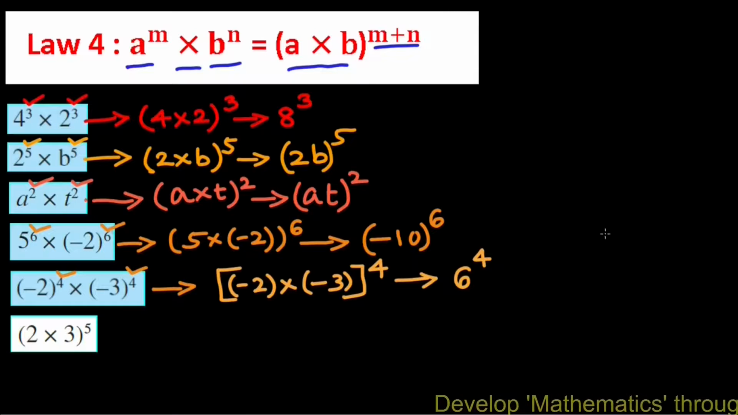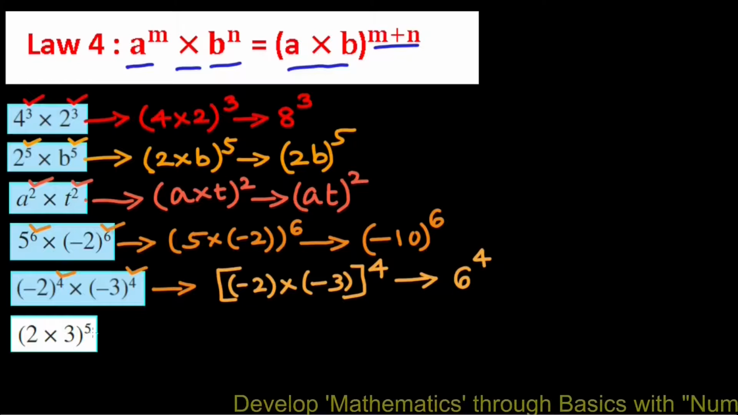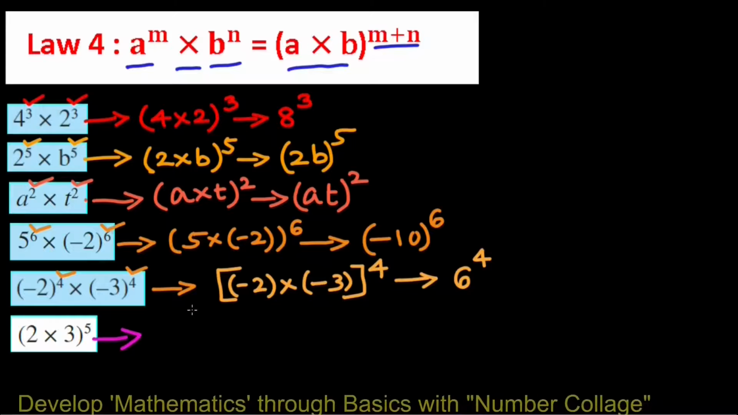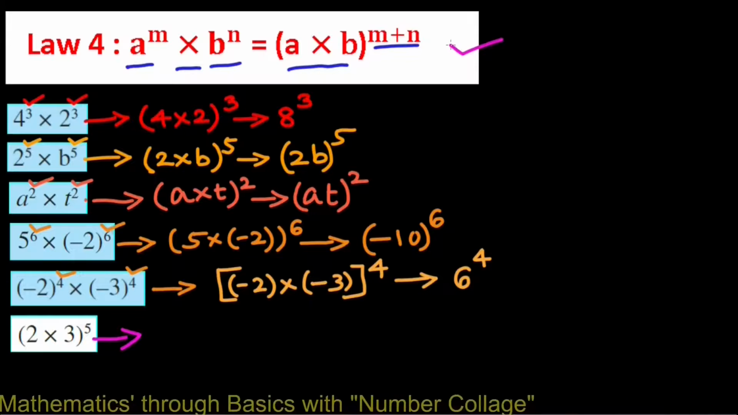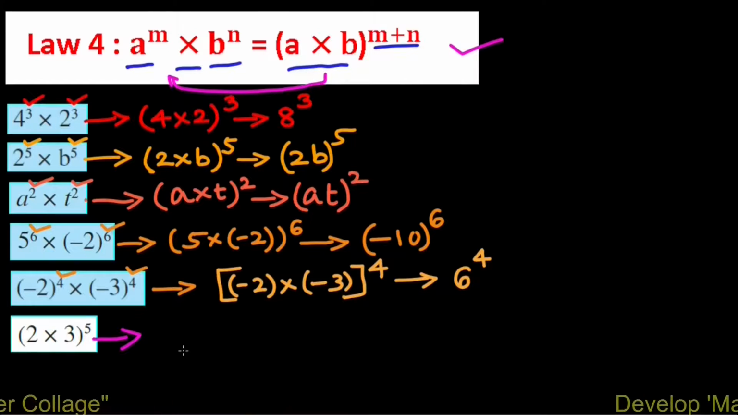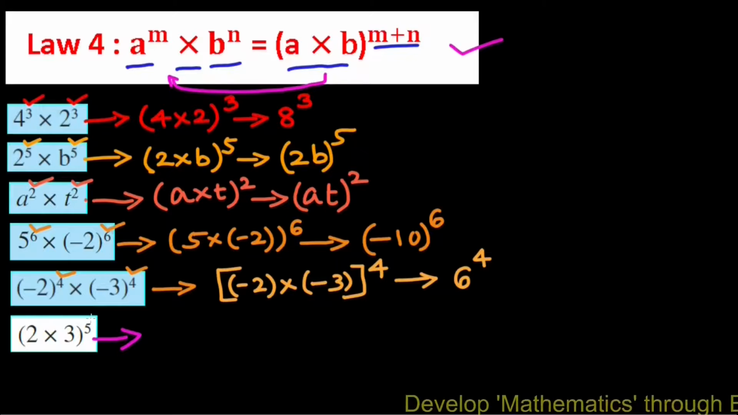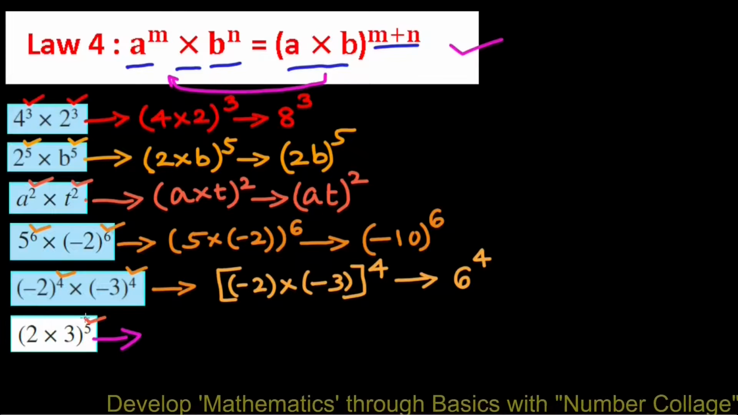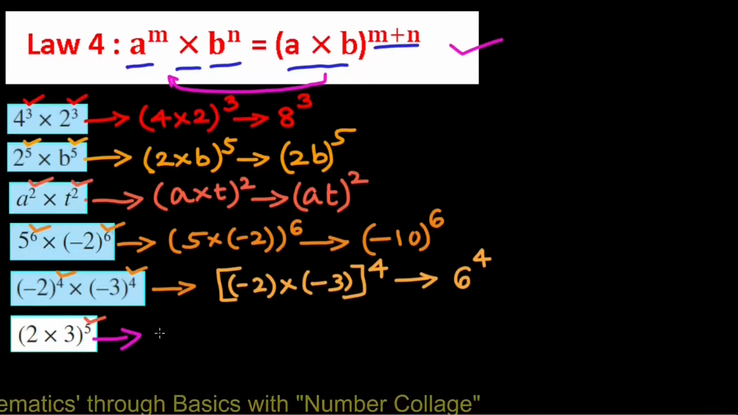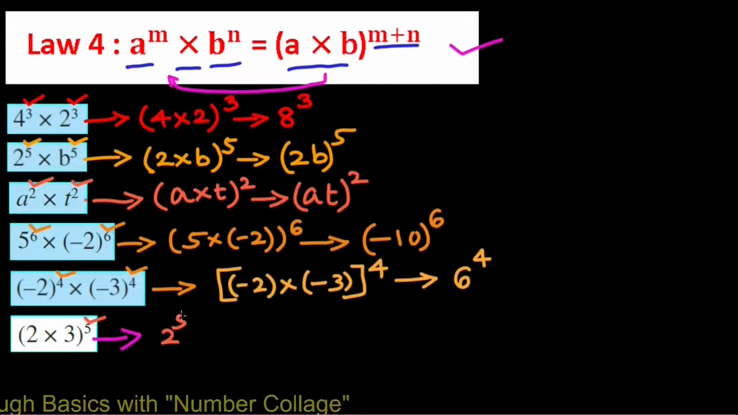In the reverse operation, now we have to express 2 multiplied by 3 raised to 5 in the exponential form, which we can express by applying this fourth law in the reverse manner. That means now we will work from right hand to left hand. So what we do here is we give this power 5 separately to each of the bases. That is, we write 2 raised to 5 multiplied by 3 raised to 5.